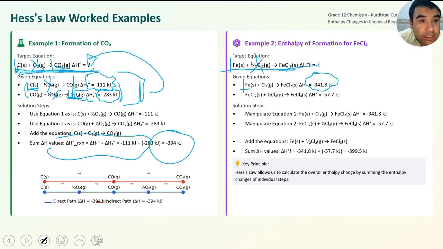FeCl3 is in the main equation. FeCl3 is in this step. In the product in the main equation, 1 mole. In the product, 1 mole. So it stays unchanged as well. Add them together, you'll get the enthalpy of the above equation.